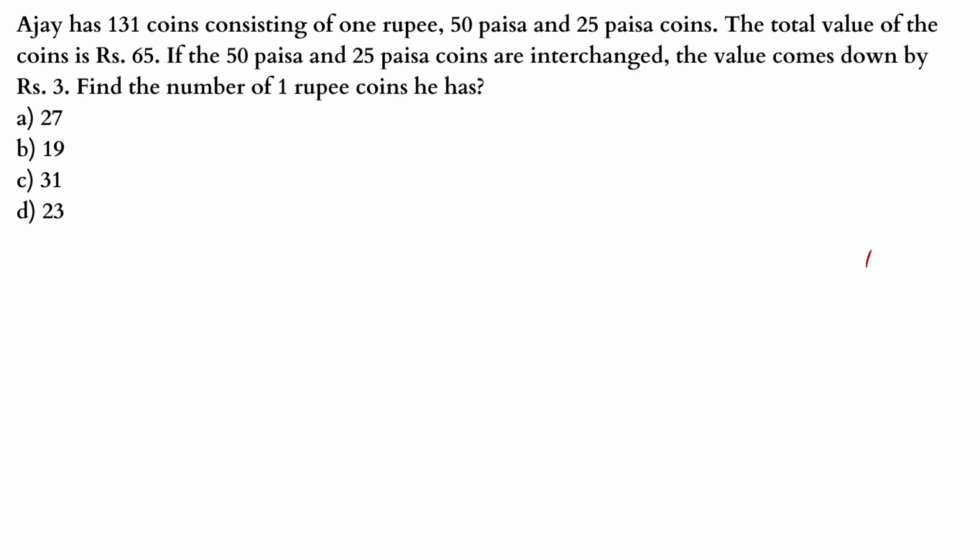Alright, so Ajay has total 131 coins. Let the number of 1 rupee coins be x, the number of 50 paise coins be y, and the number of 25 paise coins be z. So x plus y plus z is equal to 131. Total are 131 coins.